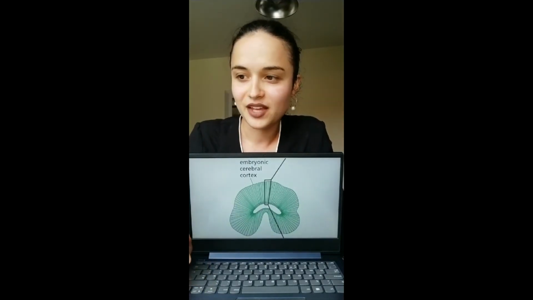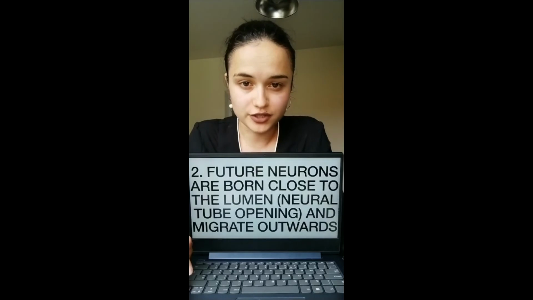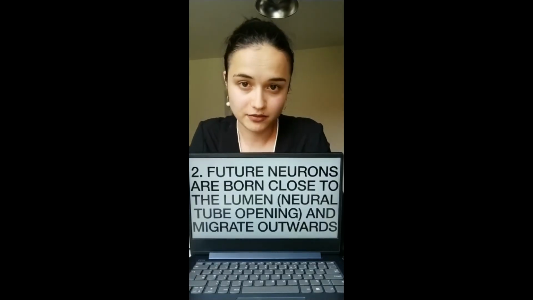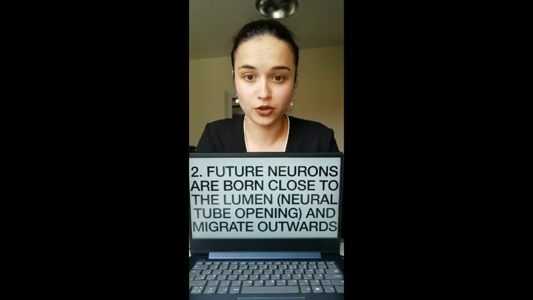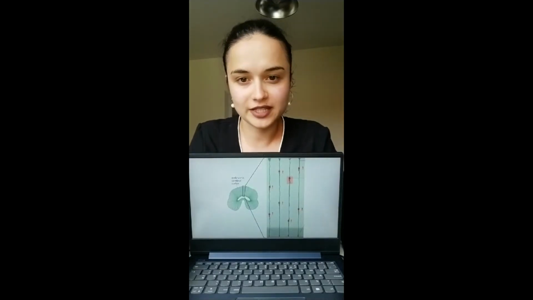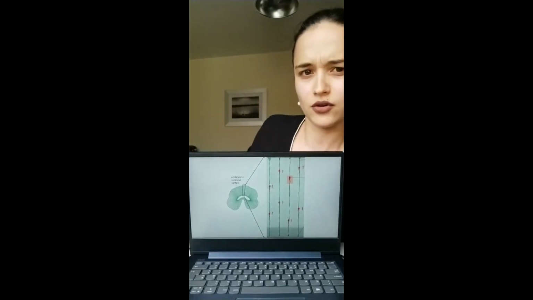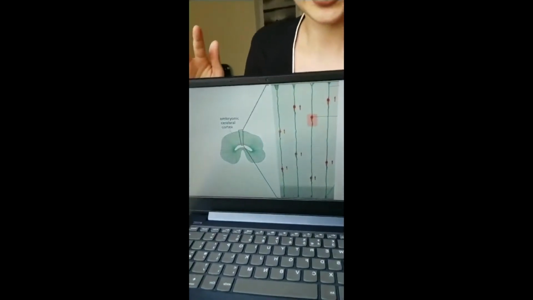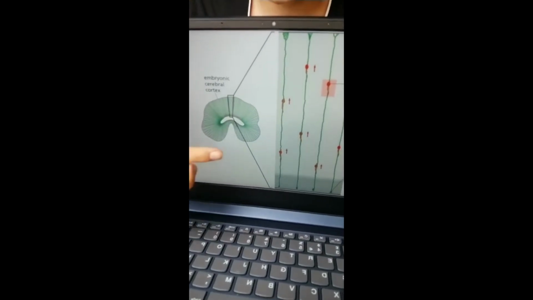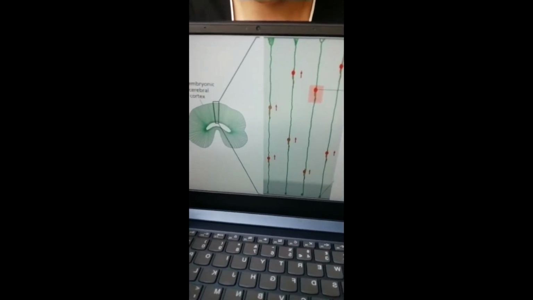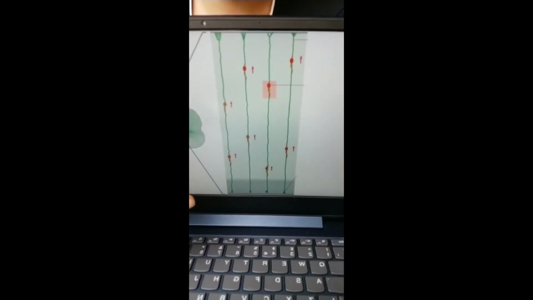So these future neurons are born close to the lumen, which is this opening, and they migrate outwards. They go from the inside of that tube towards the outside. Here we can see that process, and I don't know how well you can see it, but I can try to get my phone and make it better. Yes, there we go. So we've got that neural tube, and the cells are born here and they migrate outwards. Let me try to focus it. Is it focusing? Yes. And then this is a representation of it.